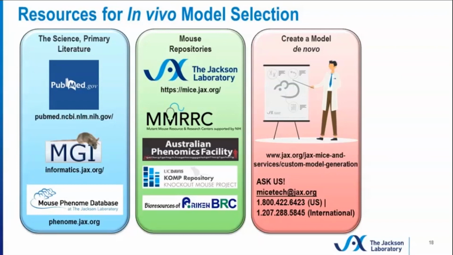Now, if you find a model in a paper or in science and you can't find that mouse available anywhere, so supposedly nobody gave it to a repository, how do you get that? You can always make a new model de novo. You can build up on what you read in the paper and you can make your own model by using various methods.